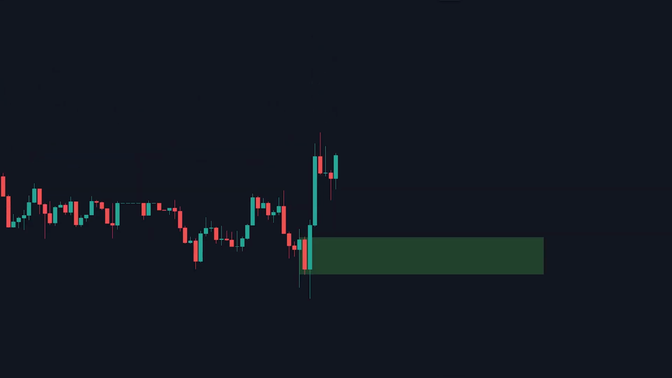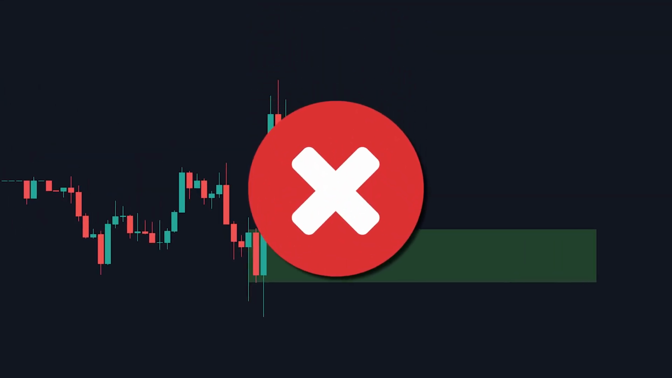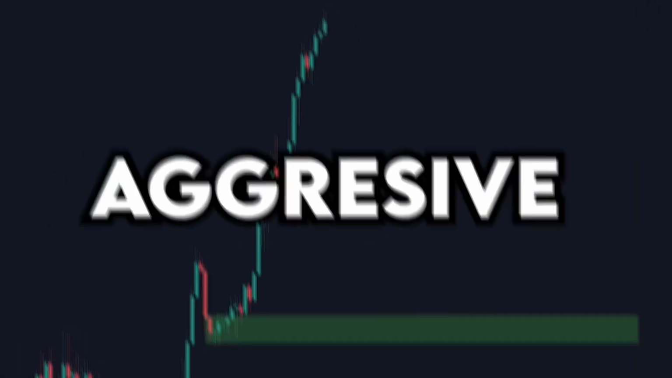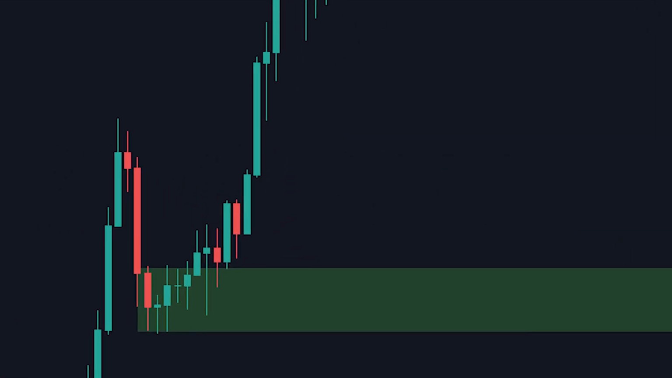So for example, here, this move would not be considered an area of demand. Sure, you have a decently sized green candle right here, but this wouldn't be considered enough to be an area of demand. What we are looking for is aggressive buying. Like I'm talking moms on Black Friday.